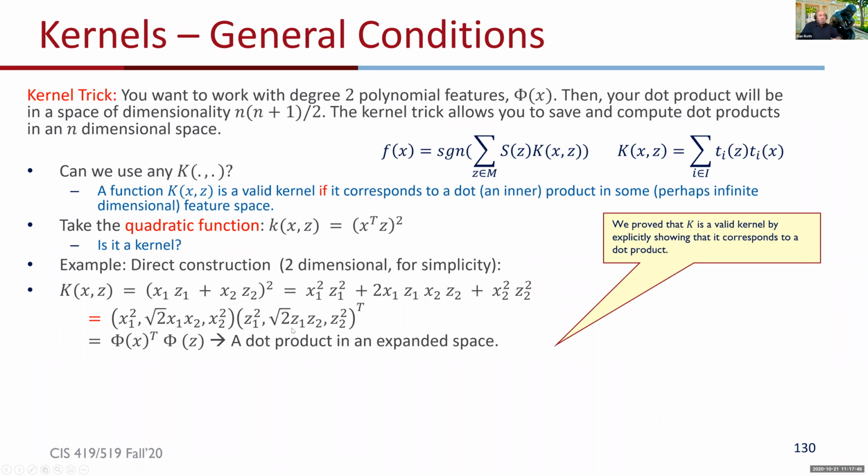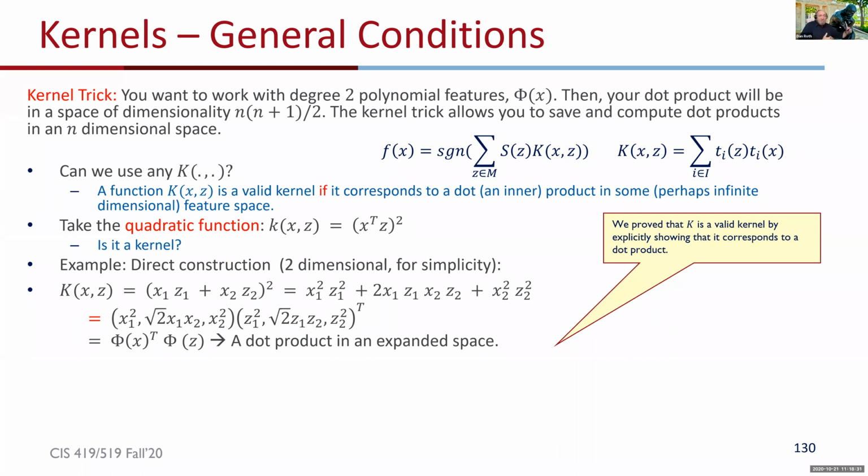Z1 square, square root of 2 Z1 Z2, Z2 square. Now let's imagine this. And I want you to be convinced that the dot product of these two vectors is this. You get the x1 square z1 square from here. You get the x2 square z2 square from here. And you get the mixed term from here. Just a dot product, right? So you take this times this, this times this, this times this, and you see that you got this sum. Everyone is convinced?